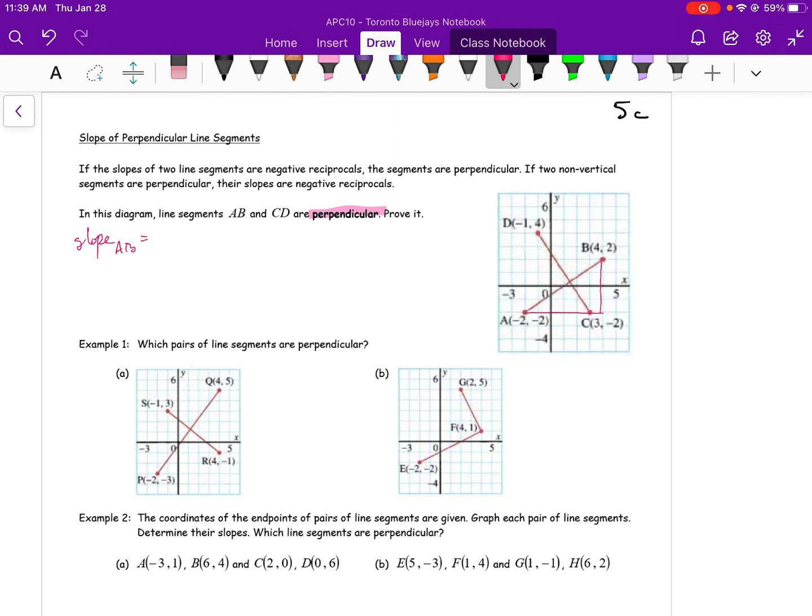The slope of AB: the change in y, going from A to B, the y values go from -2 to 2. So we increase by 4 in the y direction. Now, as I go in the x direction, I go from -2 to 4, so my x values increase by 6. The slope of AB, therefore, is 2/3.